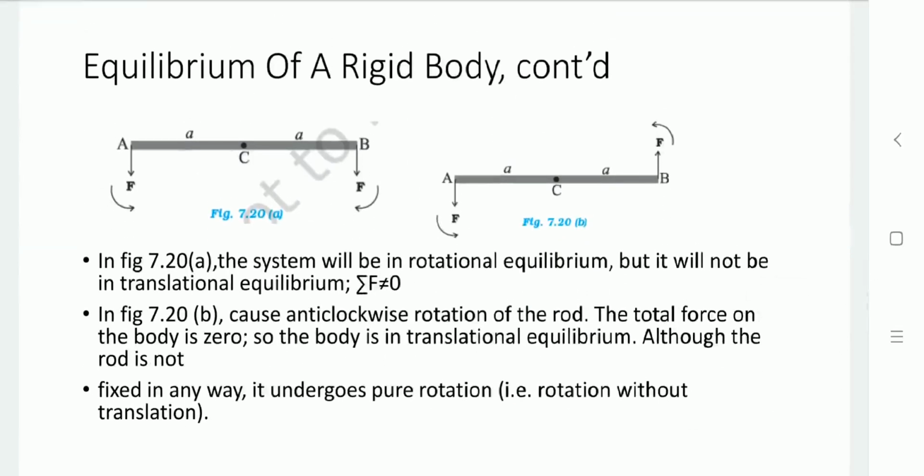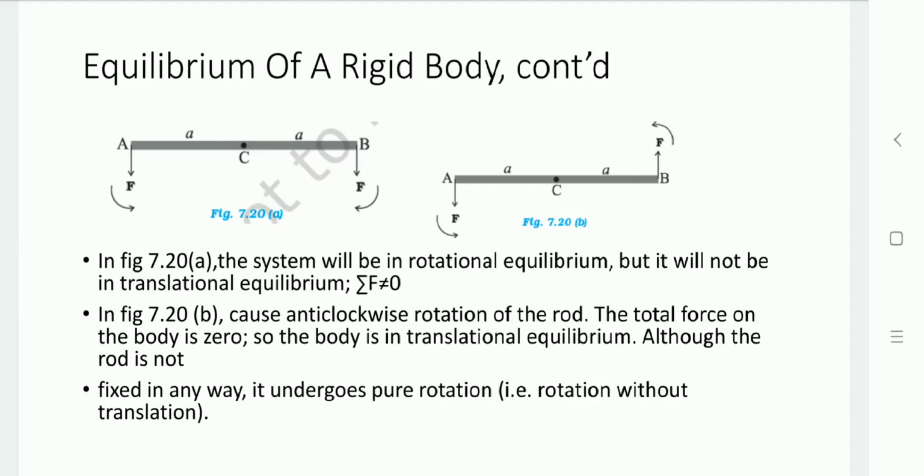In diagram A, the system will be in rotational equilibrium, in which forces are applied at points A and B. Both are in the same direction, meaning rotational force is given, one in a clockwise direction and another in an anti-clockwise direction. So here the forces are not 0, it means translational equilibrium is not available, but this rod will not rotate. It means rotational equilibrium will be defined.